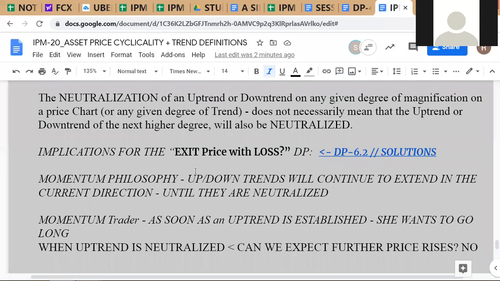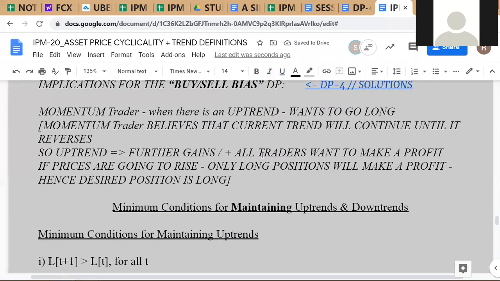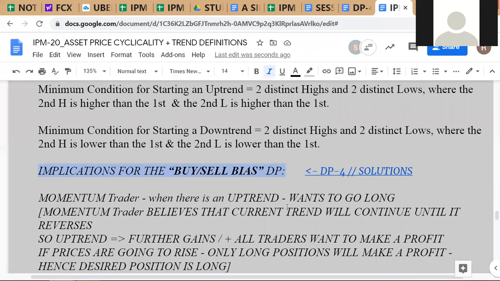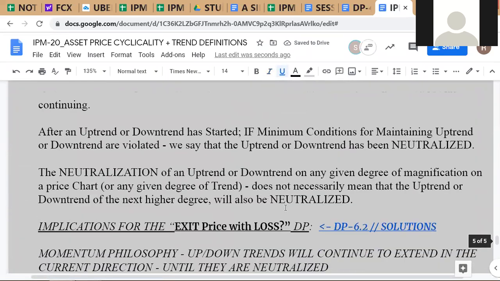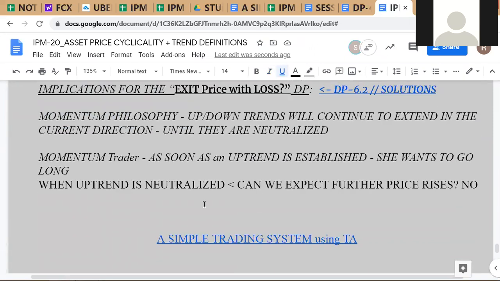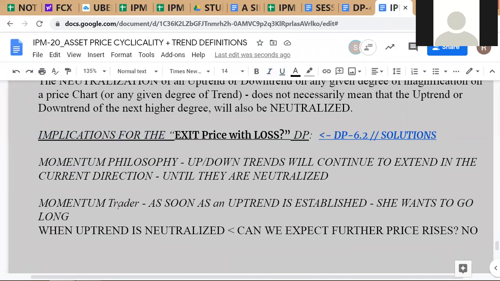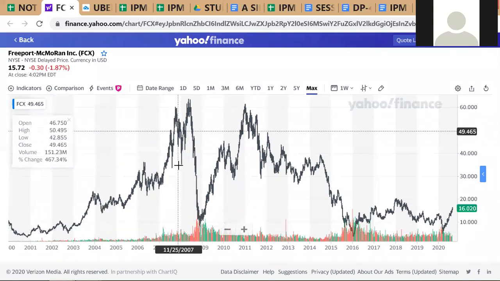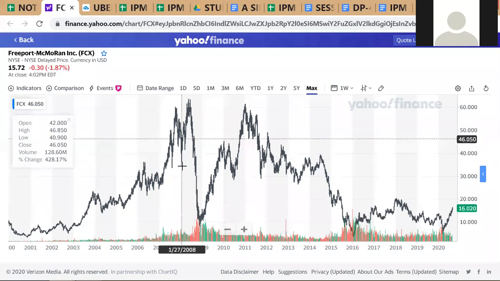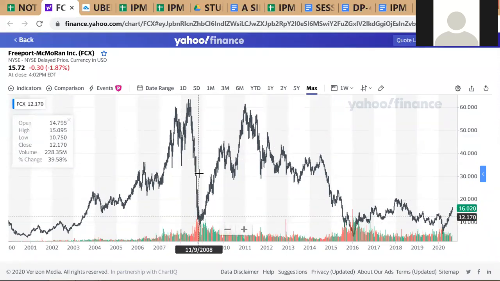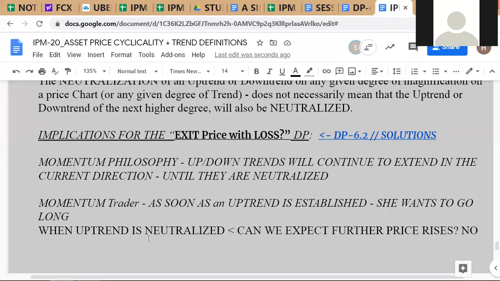So when the maintenance conditions are being violated, when the maintenance condition is violated, that is, the uptrend is neutralized. When the maintenance condition is violated, we say that the uptrend is neutralized. So when the maintenance condition is violated, we can no longer say that there is an uptrend, because the uptrend maintenance conditions have been violated. So we can say the uptrend has been neutralized. We can't say there is still an uptrend. Okay? So we no longer have an uptrend.